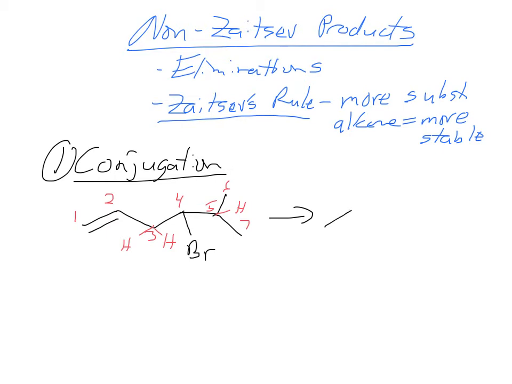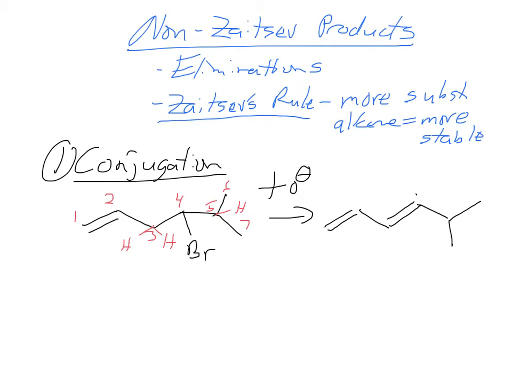We're going to get, and this doesn't matter if it's E1, in this case it has to be E2. If I put a bulky base, we're only going to get this product. Oops, make sure I draw it right. I numbered my carbons for a reason here. Because of conjugation. Because conjugation is more important than Zaitsev's rule.